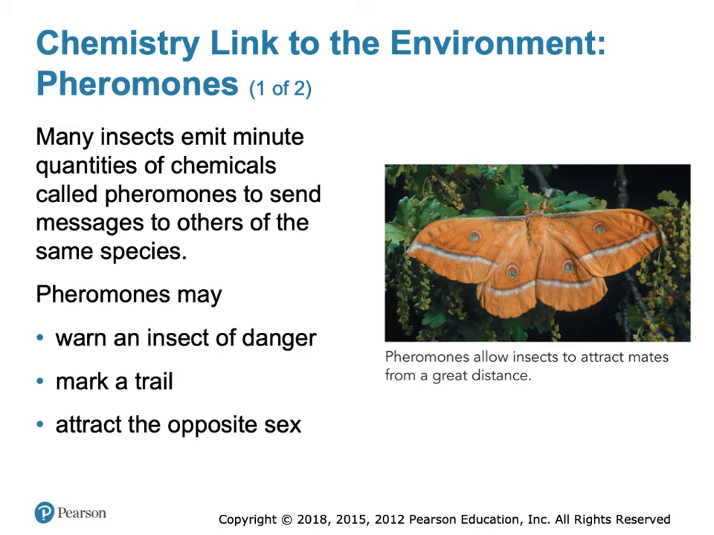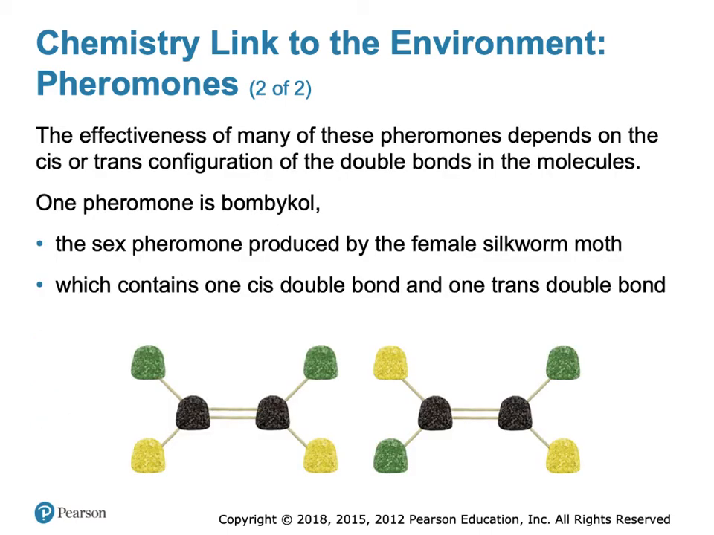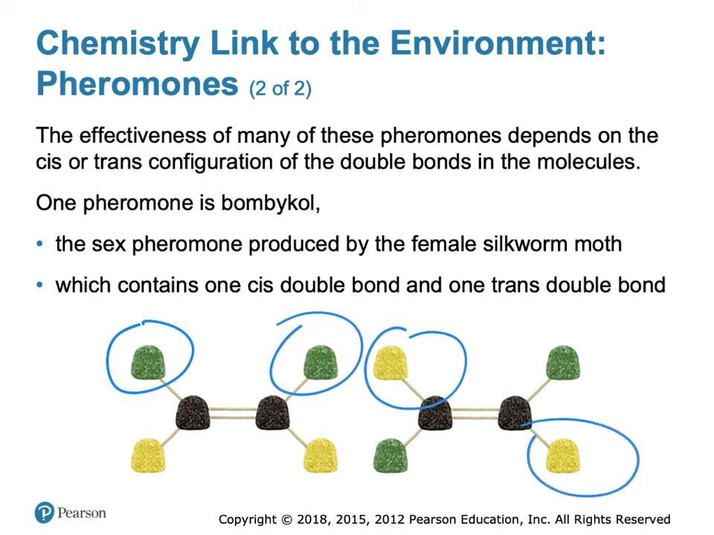Pheromones are examples of these chemical signals. Some pheromones may warn an insect of danger, they may mark a trail, or sometimes they can attract the opposite sex. As I stated previously, the effectiveness of many of these pheromones depends upon the ratio of cis or trans molecules to each other. One pheromone, bombykol, is emitted by female silkworm moths, which contains one cis double bond and one trans double bond. So you can see here you have a cis double bond, and here you have a trans double bond. And the ratios or amounts of these hormones in relation to each other will determine how effective the pheromones are.